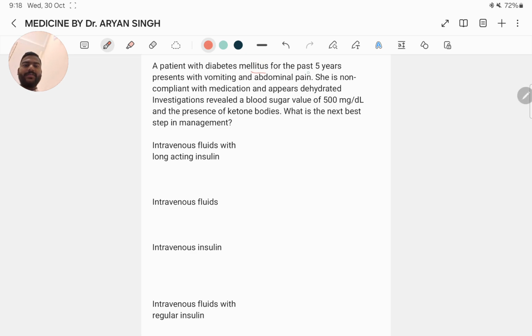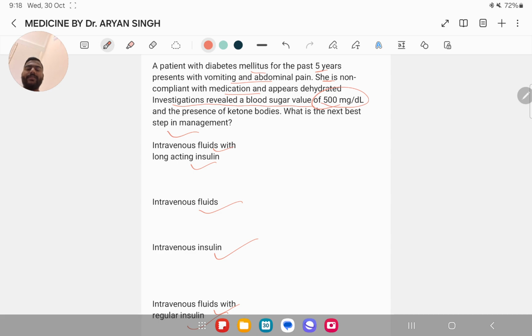A patient with diabetes mellitus for the past 5 years presents with vomiting and abdominal pain. She is non-compliant with medication and appears dehydrated. Investigation revealed a blood sugar value of 500 mg per dL and the presence of ketone bodies. What is the next best step in management? Intravenous fluid with long-acting insulin, intravenous fluid, intravenous insulin, or intravenous fluid with regular insulin.